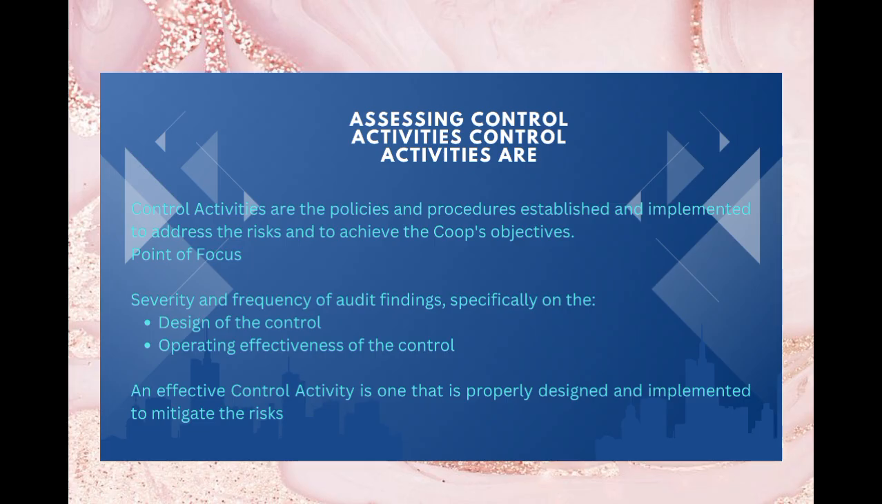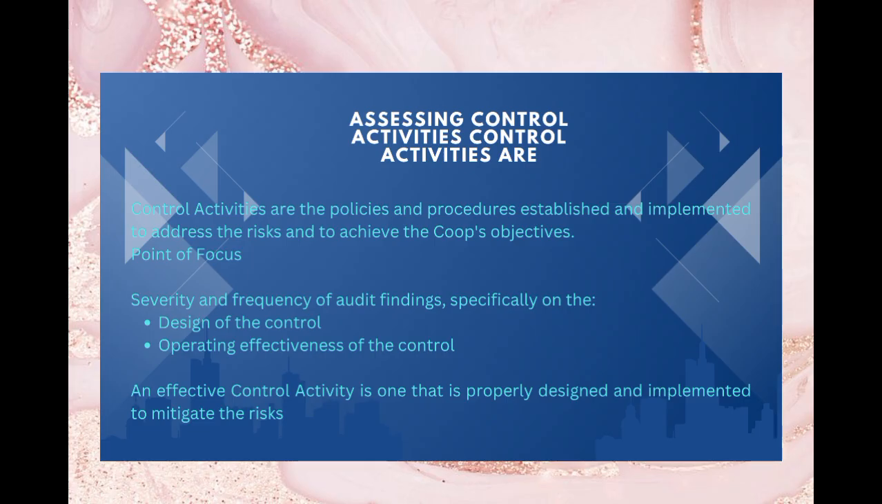Assessing control activities. Control activities are the policies and procedures established and implemented to address the risk and to achieve the co-op's objectives. In short, it's about making sure the rules and processes in place are working to manage risk and help the organization meet its goals.